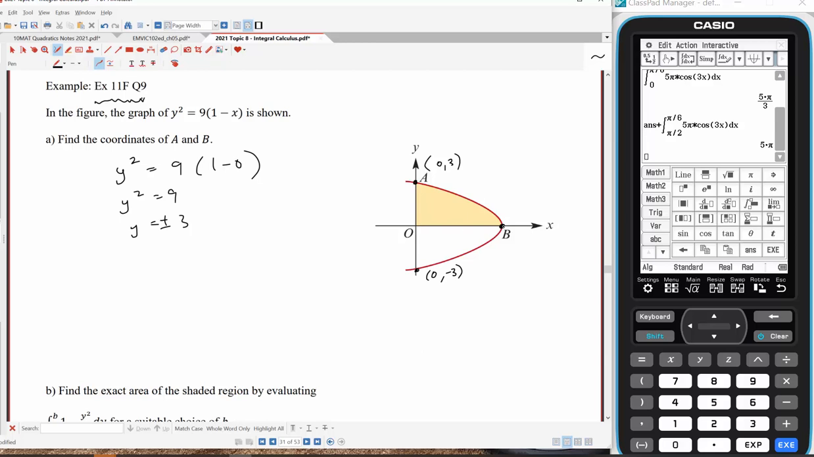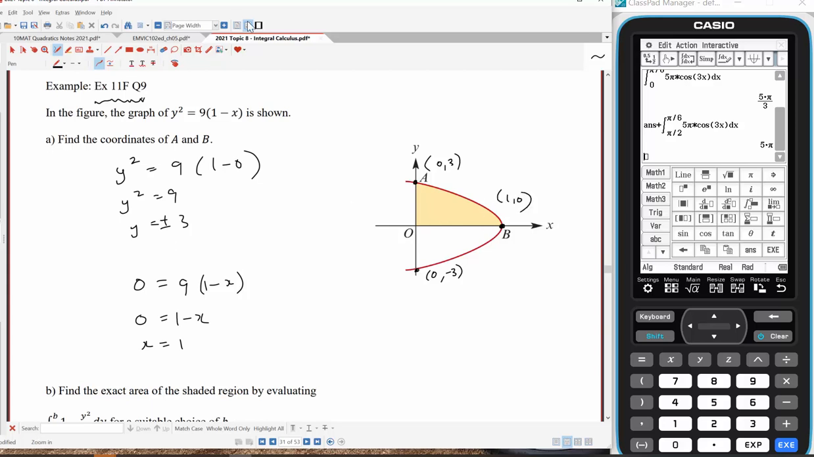Now, this point here is going to be the x-intercept, which occurs when y is equal to 0. So 0 equals 9(1 - x). 0 divided by 9 equals 1 - x. x is equal to 1. So that's (1, 0).